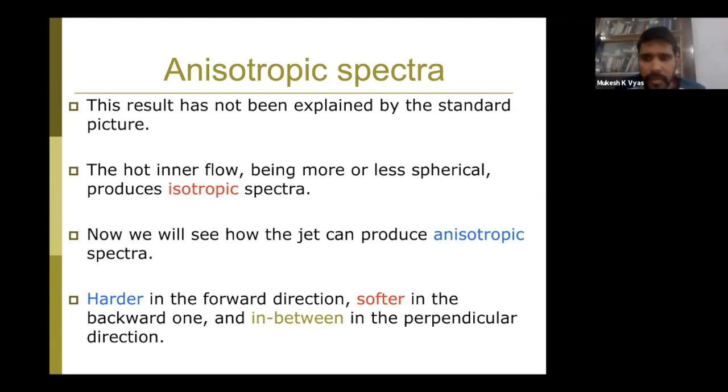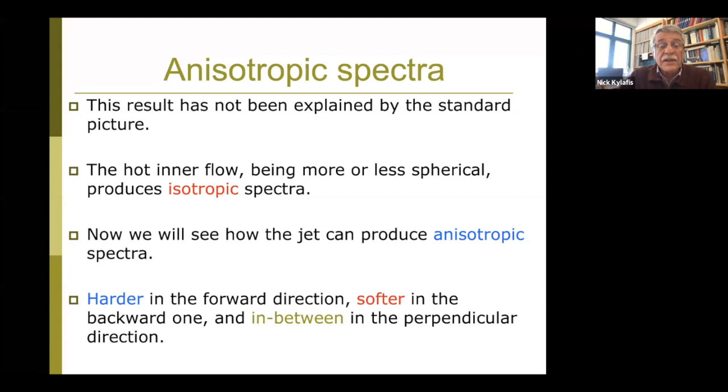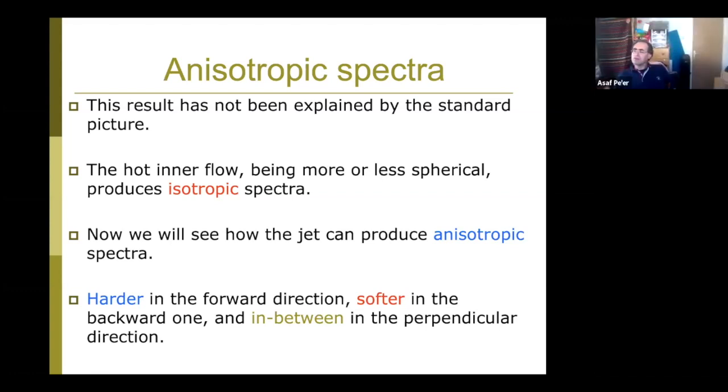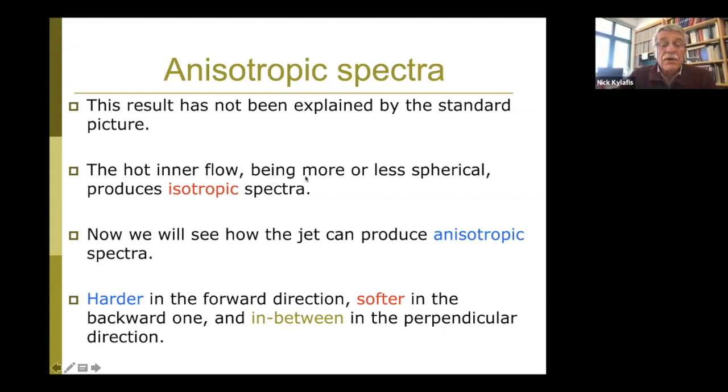Okay. I have a question. Why do you say the hot inner flow is spherical? Because a spherical object which is rotating will always fall into a torus-like geometry. It is nearly spherical. I said more or less spherical in the sense that it has a scale height which is much larger than the radius. This is the definition of a thick disk. Therefore, it more or less engulfs the black hole. That's why I called it more or less spherical. It's not spherical. So some anisotropy exists, but minute, not this big.